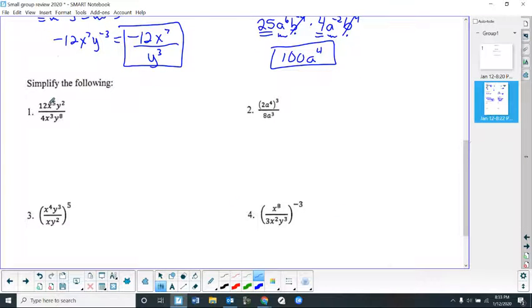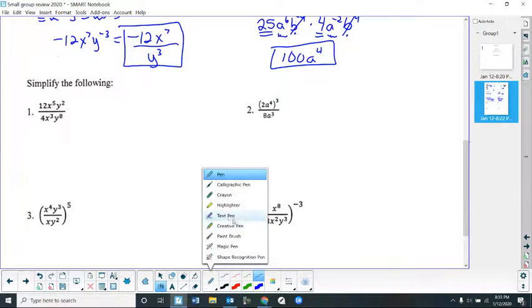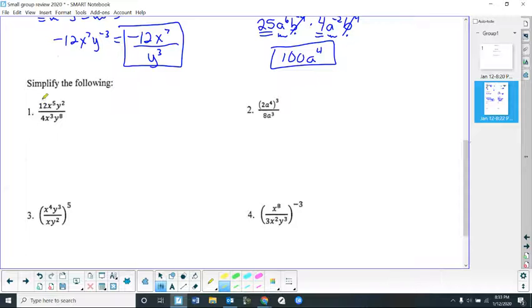Okay, on the division ones here. Same as up there when we had 10 fourths, you have to look at this. 12 over 4, that can reduce. 12 divided by 4 is 3. Now, when you have 3, it's like having 3 over 1. So 3 is in the numerator. Then I go to my x's because I've got x's in the numerator and x's in the denominator. So I'm going to subtract those.